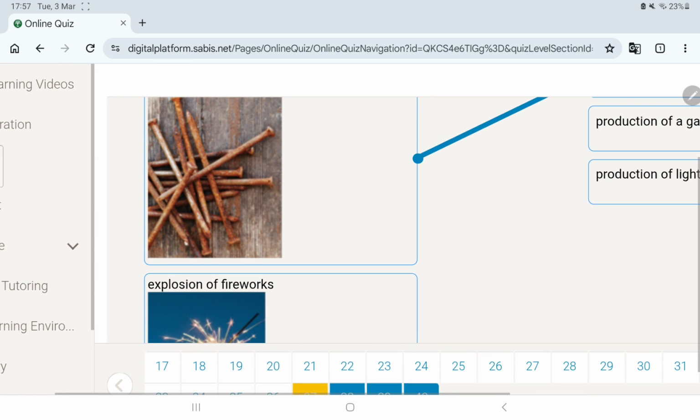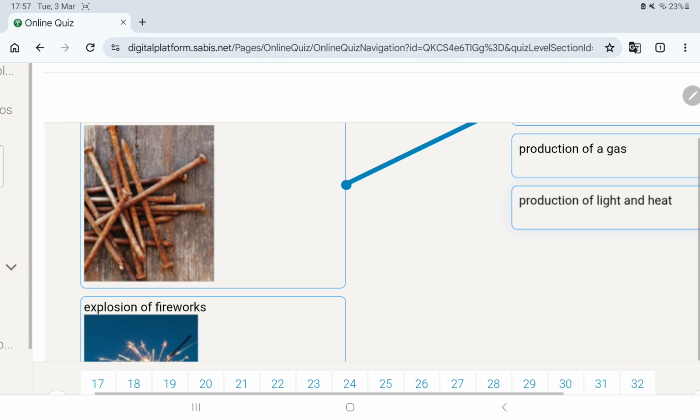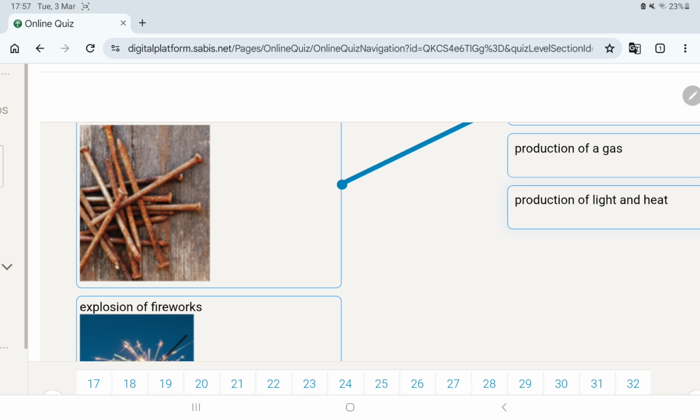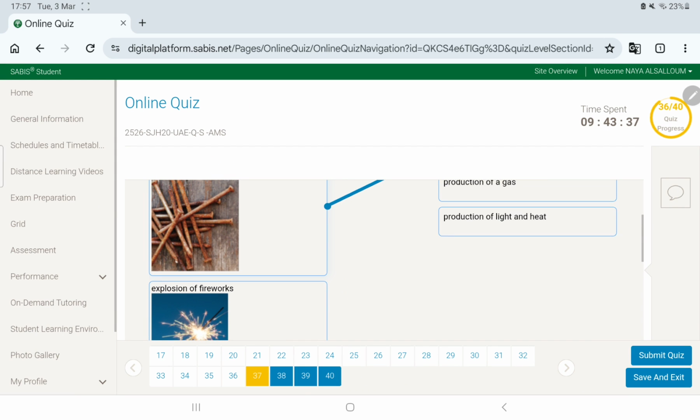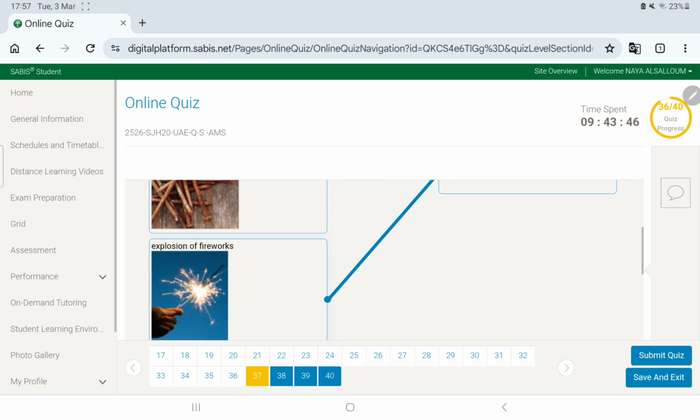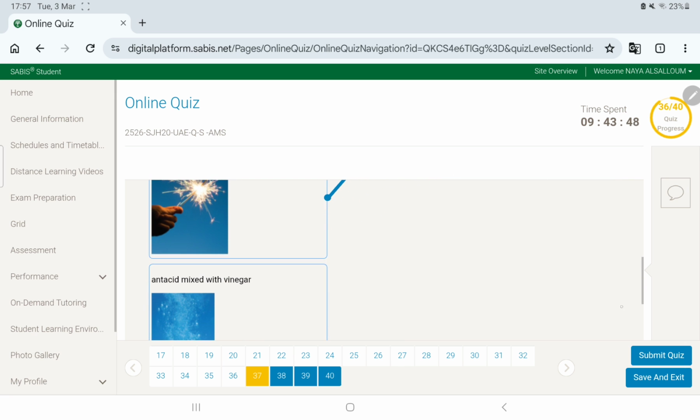Now, here, explosion of fireworks. When you make your fireworks explode, what do you see in the picture also? Light. This is light. So which one makes sense? The production of light and heat. And guys, obviously fireworks, they're not cold, they're really hot. Okay, don't play with fire.